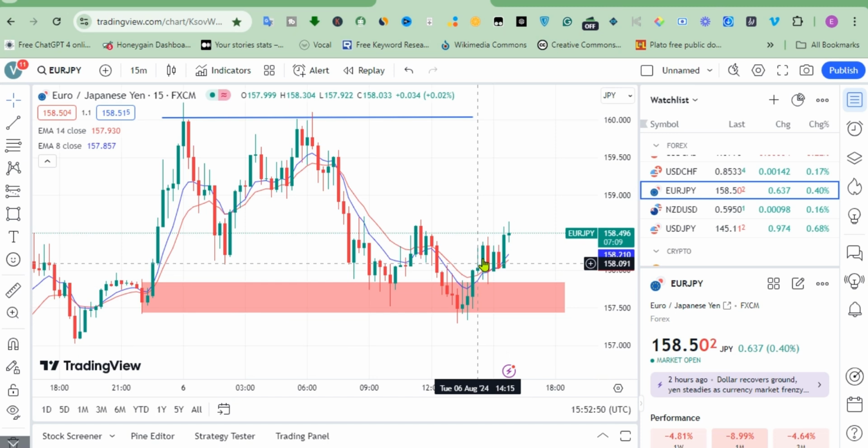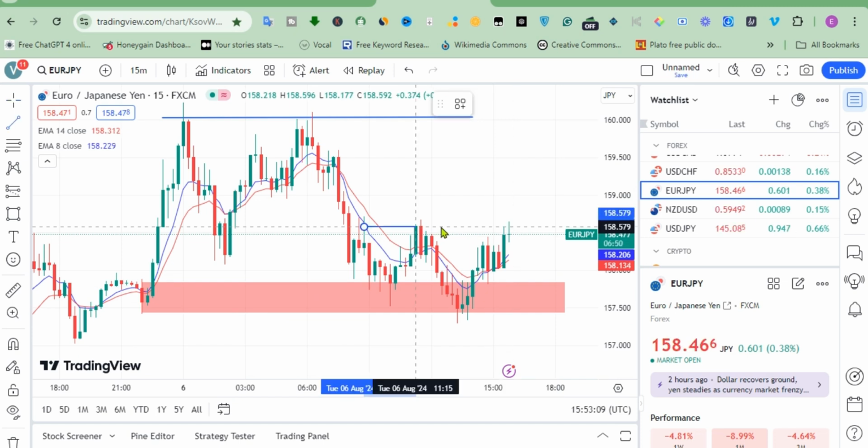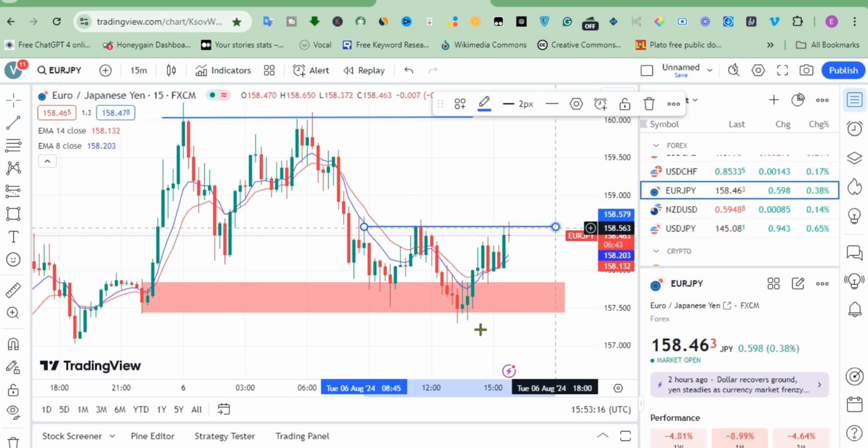Look at this place as a resistance here. You can see price got to this place, dropped, and now it has gotten to that same level. Let's see whether it's going to break through in this place. These are the things to watch out for. You see, price came down from here. Look at the movement, it touches this line, then dropped back to this zone.